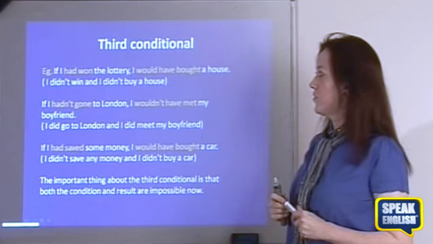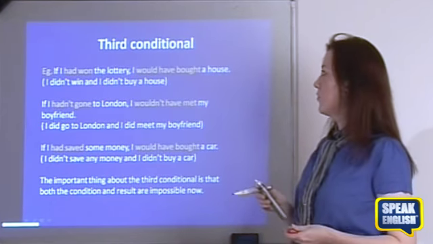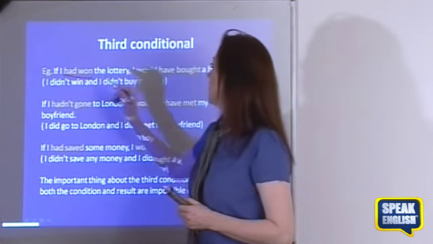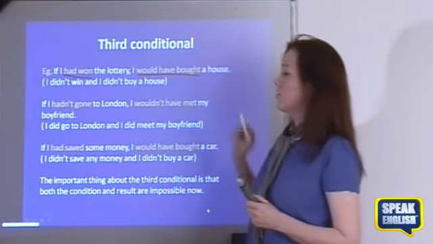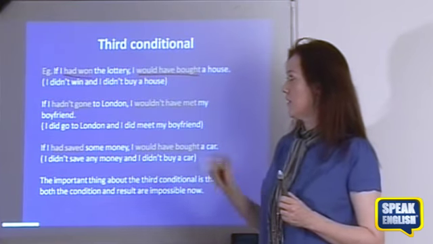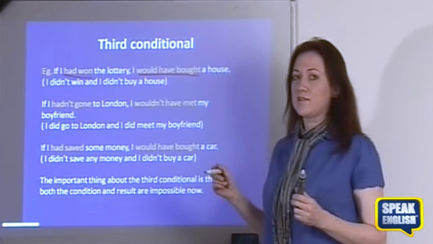Let's look at some examples. If I had won the lottery, I would have bought a house. Had won, past perfect. Would have bought, would have, plus past participle. This means that you didn't win and you didn't buy a house.